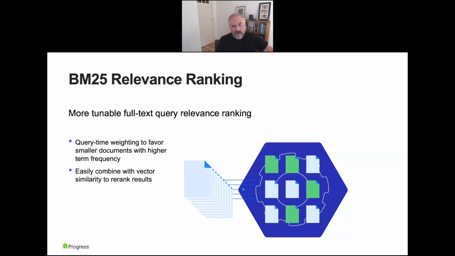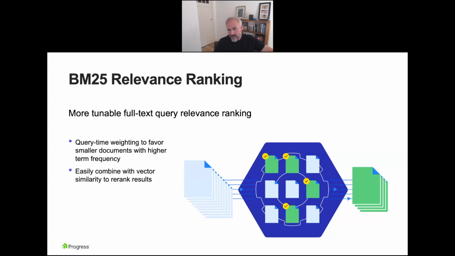MarkLogic has long had some different relevance ranking capabilities built into our universal index. The primary one that people use is TF-IDF, right? And that's a long standard search algorithm for relevance scoring or relevance ranking. And MarkLogic Server has had document length normalization features built into it for a long time. But those features are applied at indexing time rather than tunable at query time.